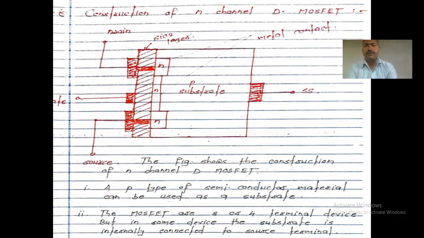But in case of your MOSFET, DMOSFET, it has 4 terminals. The reason behind it is that in some cases the operation needs an extra terminal. If the source and substrate terminal are internally connected to the source terminal, it is also required in some applications. So that's why it has 4 terminals with respect to your N channel DMOSFET.